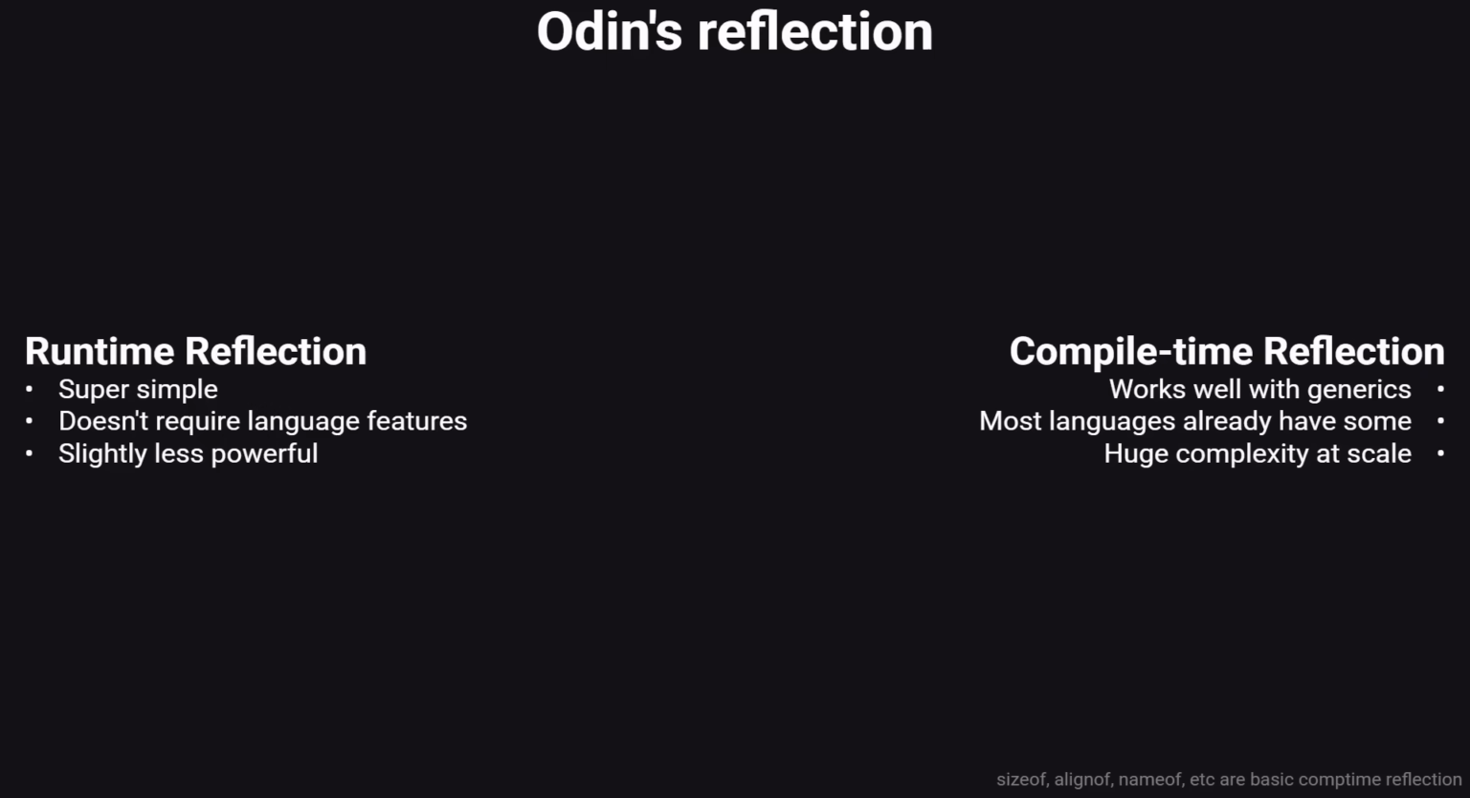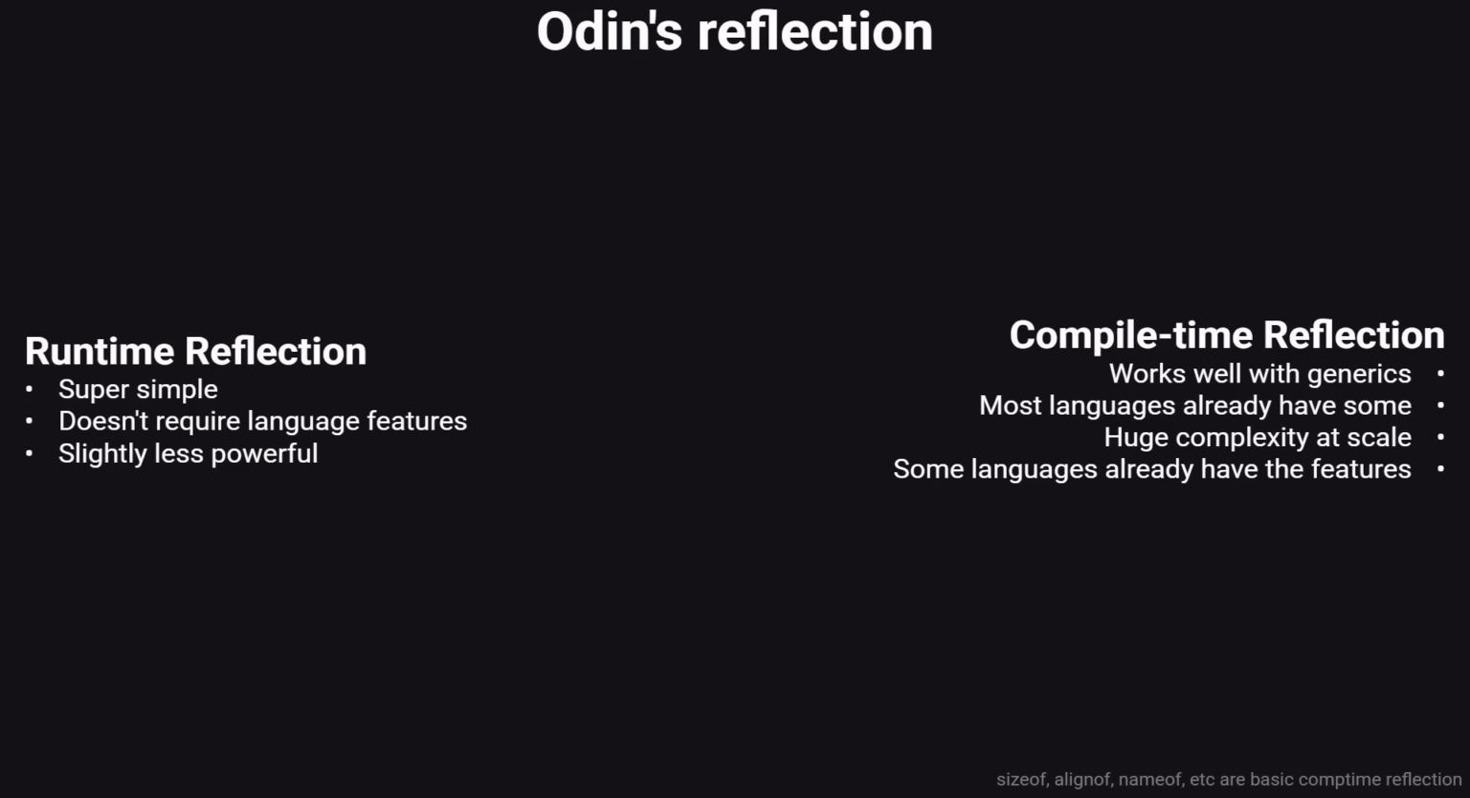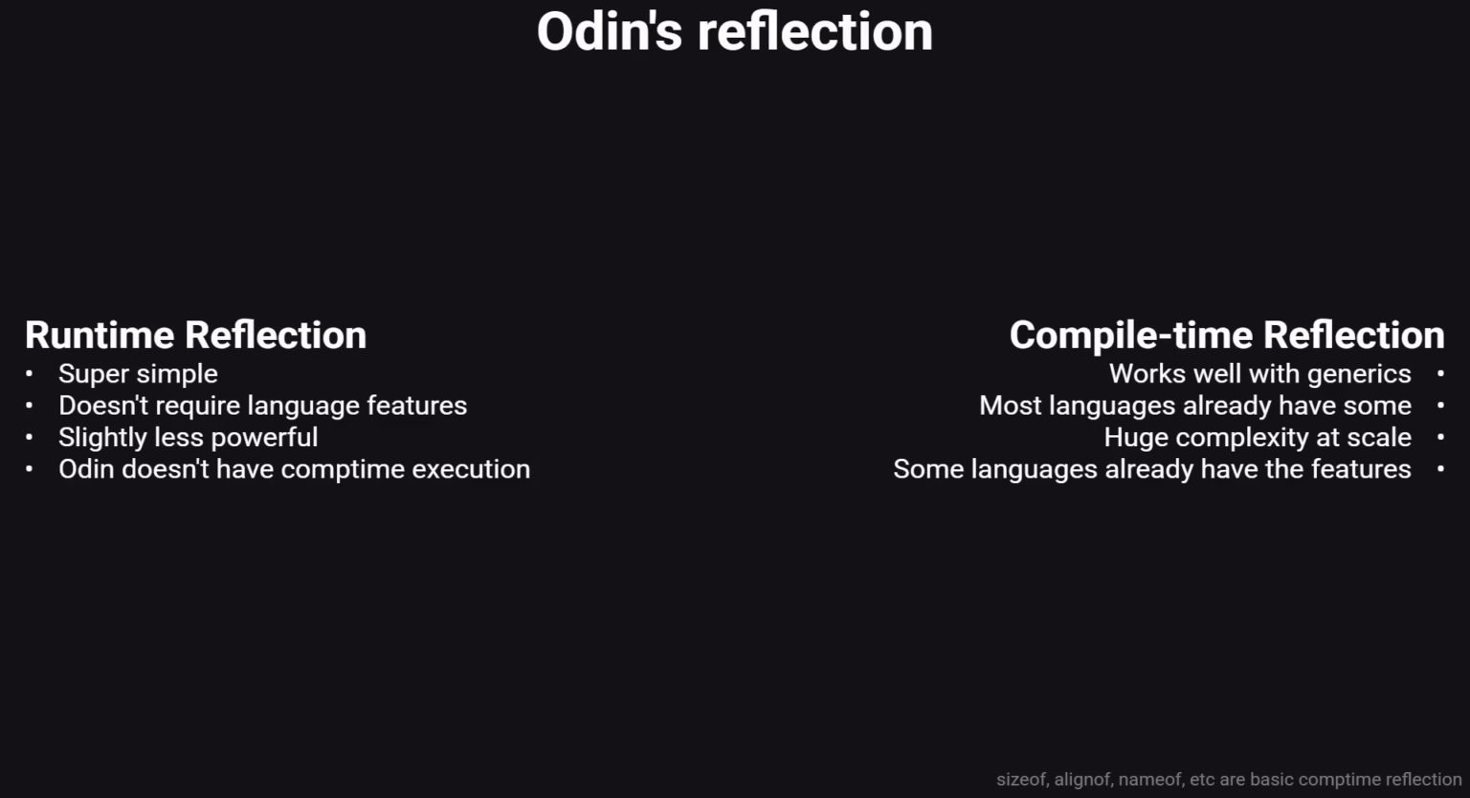In order to have good compile time reflection systems, you need to be able to run arbitrary code at compile time, which requires a lot more work. Some languages, like Zig and C++, already have this, and so they can get away with compile time reflection. But Odin is a much simpler language, and it's hard to beat runtime reflection when you're aiming for simplicity.